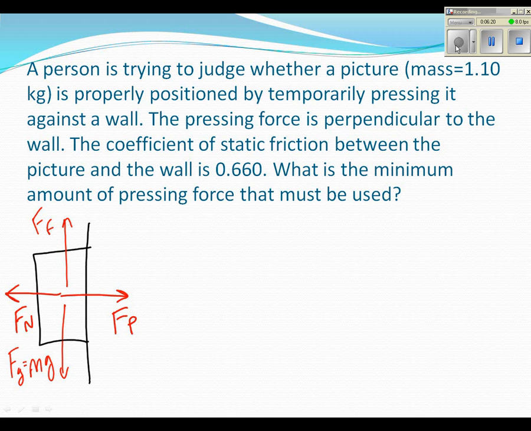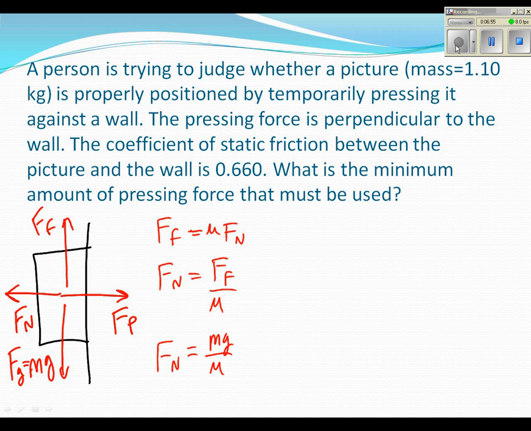Okay, so let's look at the equation: force of friction equals mu times the normal force. If we rearrange this, we end up with the normal force equals force of friction over mu. Now, we also know mu, and we know from this picture that force of friction has to be equal and opposite to the weight, mg. So we can also write the normal force equals mg over mu. So let's go ahead and plug in those values.